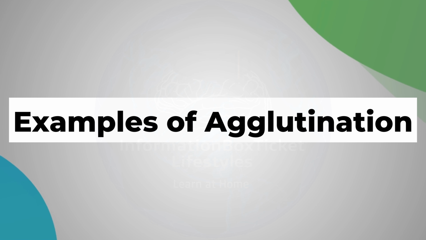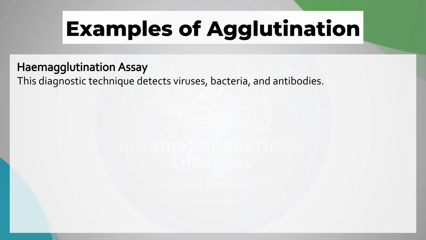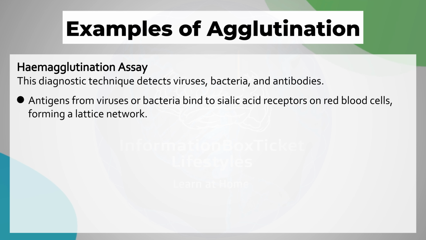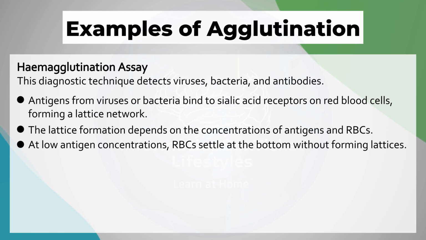Examples of agglutination. Hemagglutination assay. This diagnostic technique detects viruses, bacteria, and antibodies. Antigens from viruses or bacteria bind to sialic acid receptors on red blood cells, forming a lattice network. The lattice formation depends on the concentrations of antigens and RBCs. At low antigen concentrations, RBCs settle at the bottom without forming lattices.